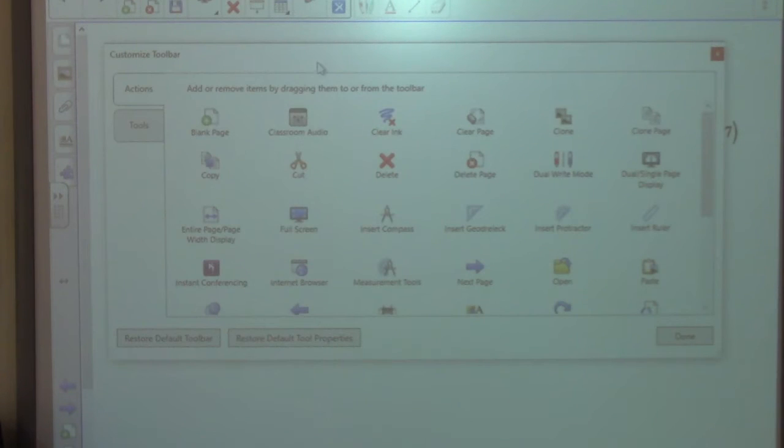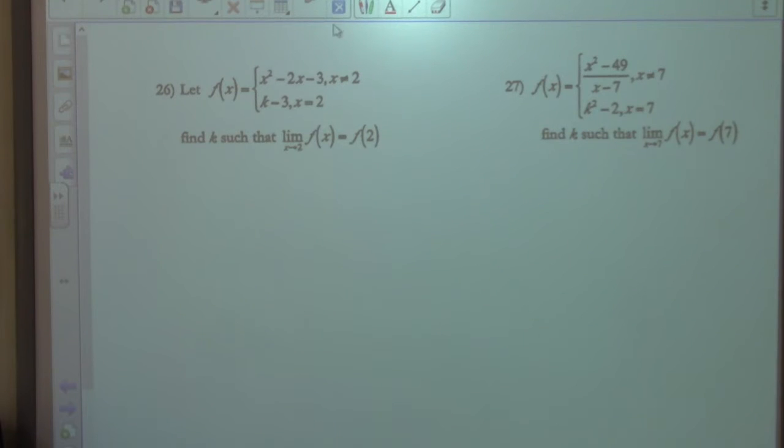So we left off yesterday right here, working these limit problems. So let's resume on problem 26 and 27.